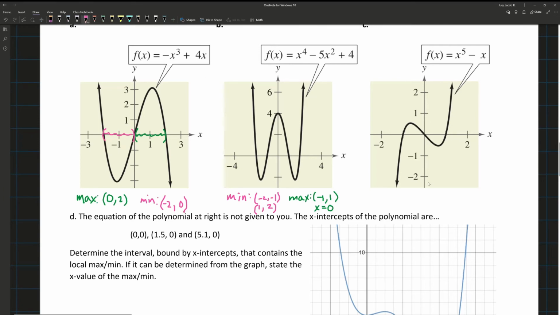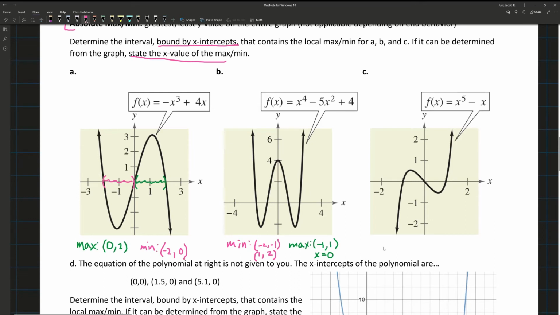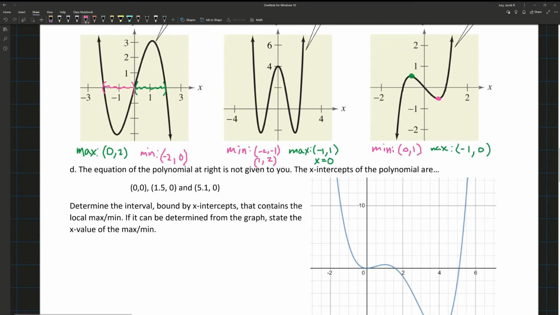On this last graph of C, we have a minimum on the interval 0 to 1, and we have a maximum on the interval -1 to 0. So I'm just checking the y values of my graph. So we will have some graphs with these equations. And this is just another way to describe what's happening on the graphs.